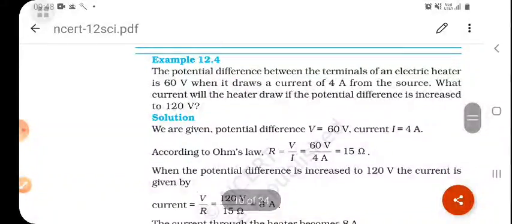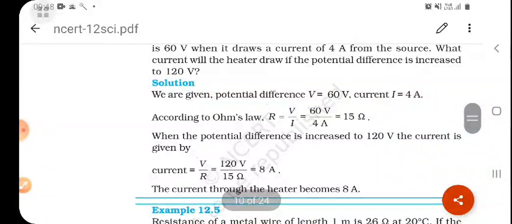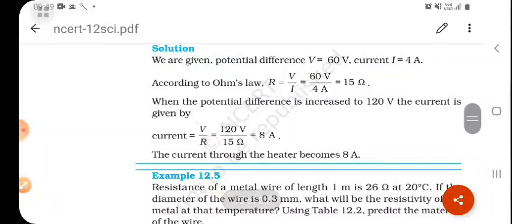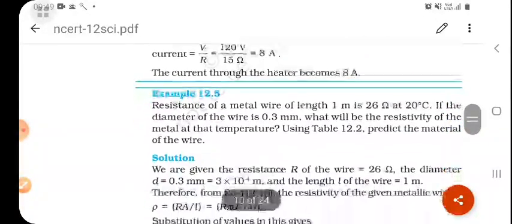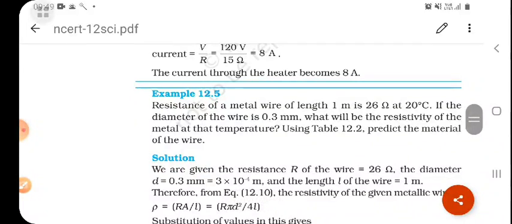Potential difference between the terminals of an electric heater is 60 volt, and when it draws a current of 4 ampere, what will be the current drawn by the heater when the potential difference is increased to 120 volt? So R is equal to V upon I, that is equal to 15 ohms. Okay, so by Ohm's law we can solve these numericals.